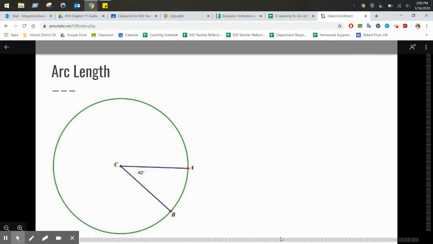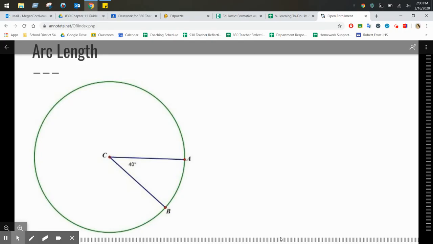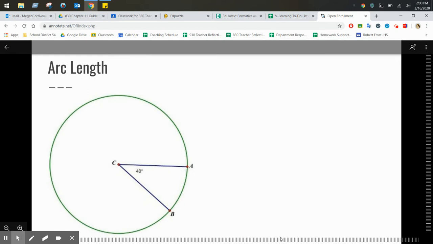It says, okay, we're going to find an arc length here. So if you notice, I've got my central angle marked in this circle here. So central angle C. Notice that it's marked as 40 degrees there in that circle. And let's say that I tell you the radius of this circle is 8 centimeters. And I know that the measure of this angle is 40 degrees. So what we want to find now is the length of arc AB. Not the measure anymore, but the actual length.